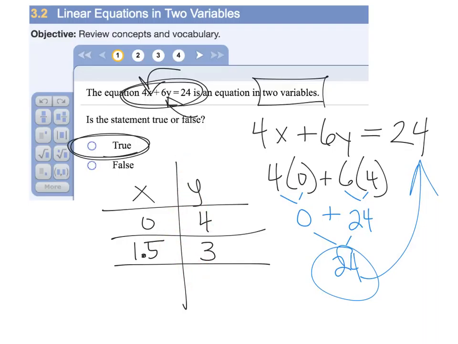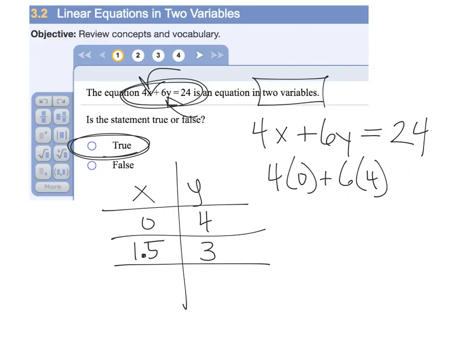And basically, this table is a collection of answers, a collection of ordered pairs that work for this equation. Now, it turns out there's going to be an infinite number of solutions that work. And I happen to find 2 right here. And so that's the idea. But to get back to this question, it is called an equation in two variables because there's 2 variables, an x and a y.